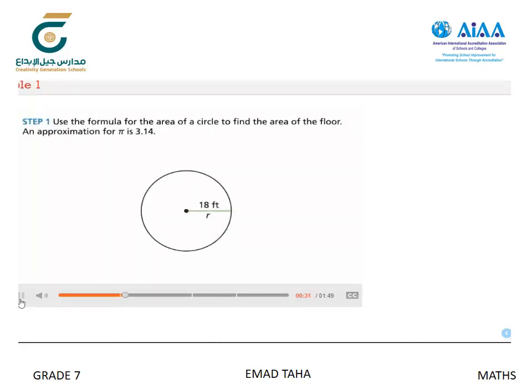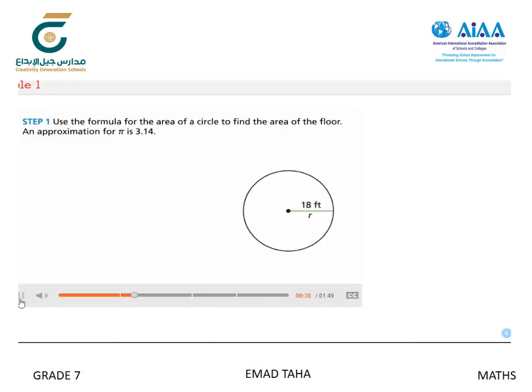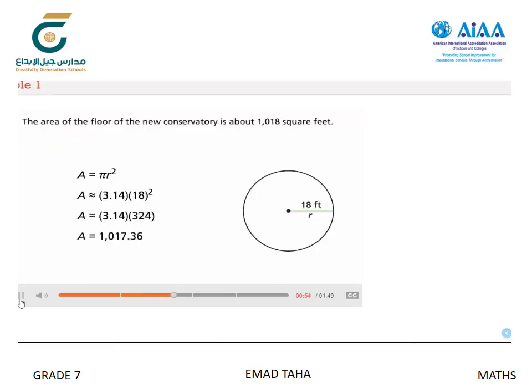Use the formula for the area of a circle to find the area of the floor. The formula is A equals pi times the radius squared. An approximation for pi is 3 14/100ths, and substitute 18 feet for the radius r. Simplify the expression. The area of the floor of the new conservatory is about 1,018 square feet.